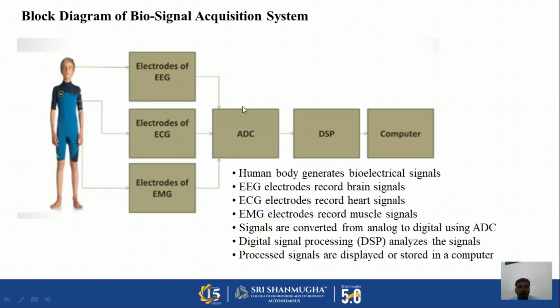Therefore, the signals are passed through an analog to digital converter, also known as ADC, which converts the analog signals into digital form. After conversion, the signals are processed using digital signal processing techniques. DSP helps in filtering noise, extracting features and analyzing the signals. Finally, the processed data is sent to a computer where it can be visualized or stored or used for further application. In rehabilitation engineering, EMG signals obtained from muscles are commonly used to control prosthetic devices such as artificial hands.